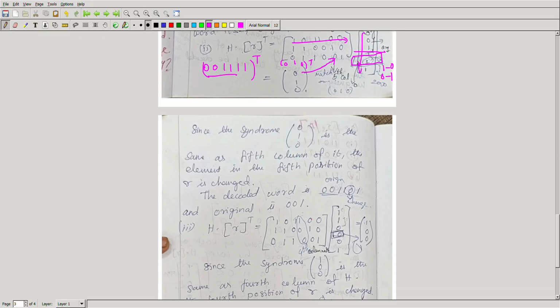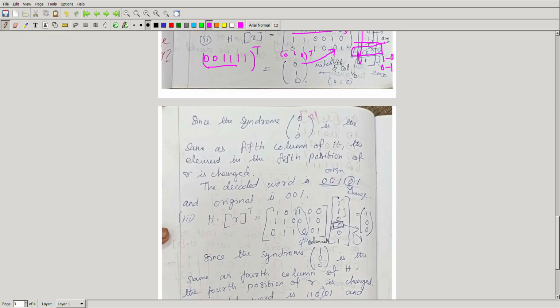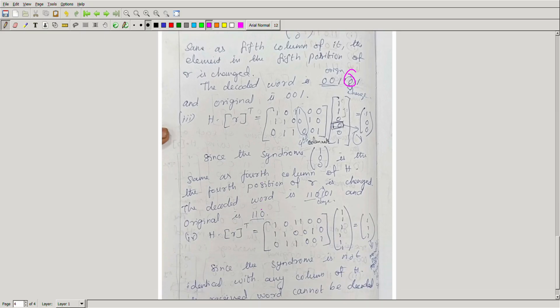So similarly, therefore the original answer is the first 3 digits. Also you have to mention this 1 is changed to 0. That also you have to mention in your answer. So next, the third one. Similarly do the matrix multiplication. Again this matches with the fourth column. Fourth value exchange 0 by 1 and 1 by 0. And anyway the original password is the first 3 digits. If it matches with the first, second or third column, our password will change. Otherwise the first 3 digits are your password.